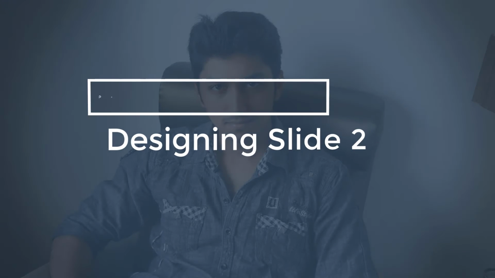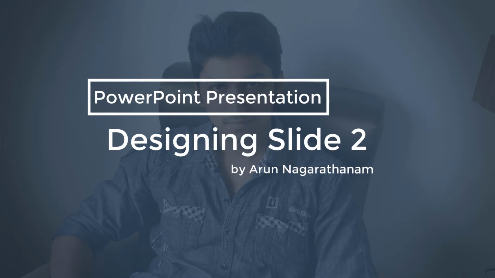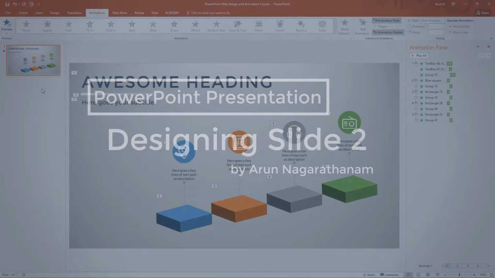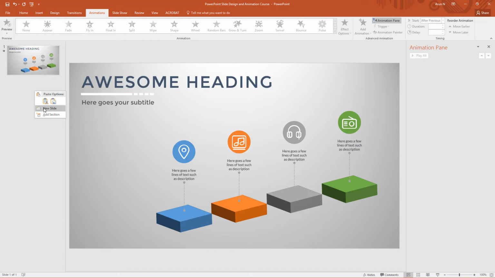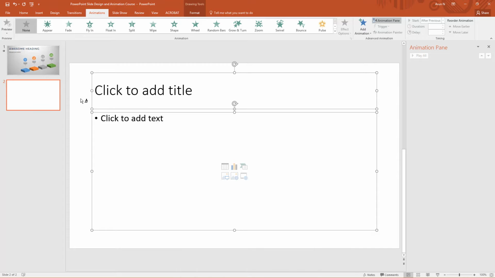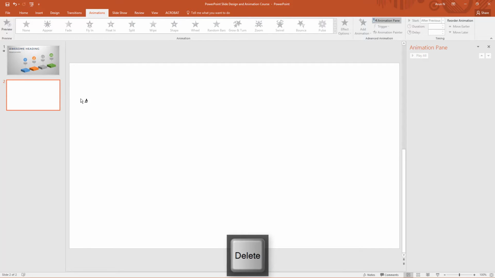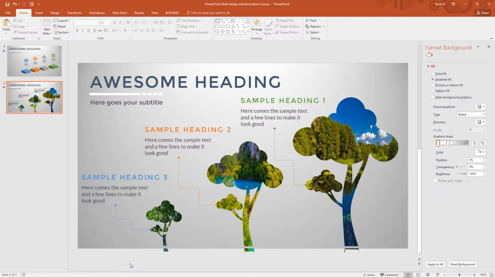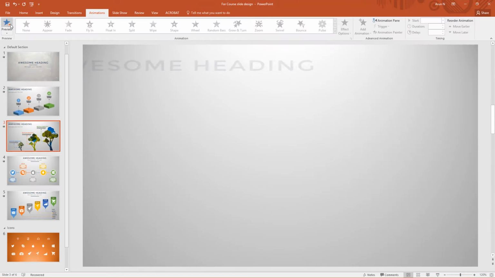In this lecture, we are going to design the next slide, or slide 2. For that, first right click on this left side panel and click new slide. As usual, select all and press delete key to delete all the components inside. And let me close this animation pane to get a clear view. Before starting the design process, let's have a mini preview.